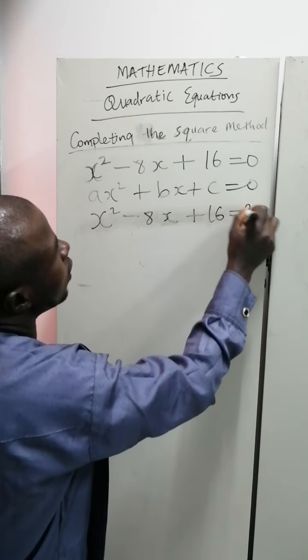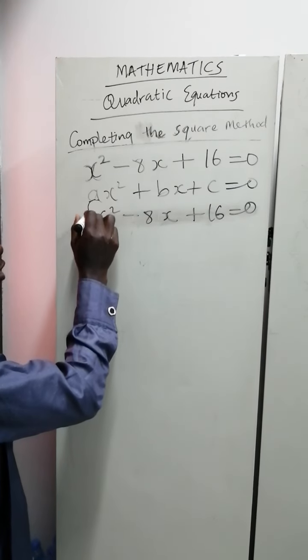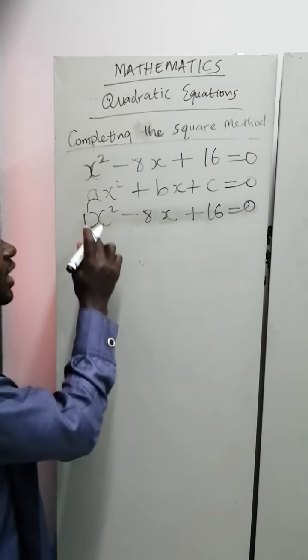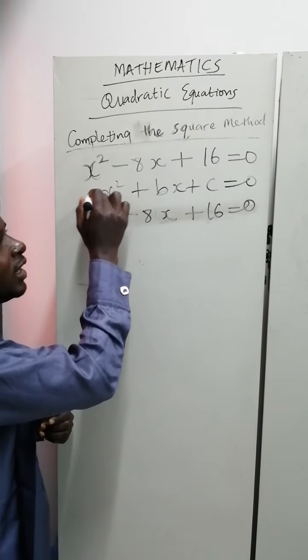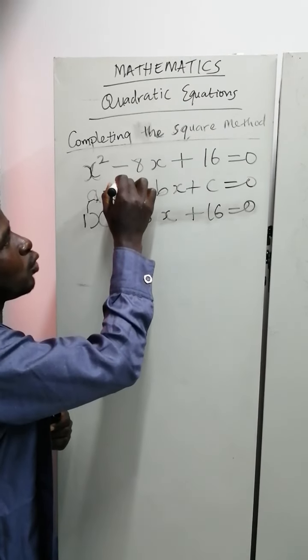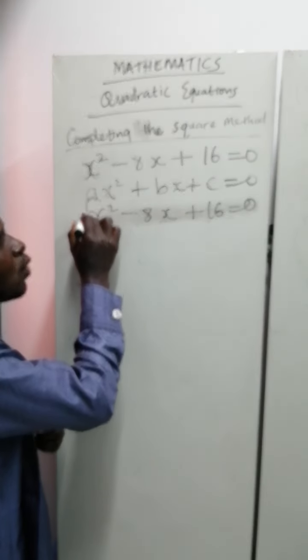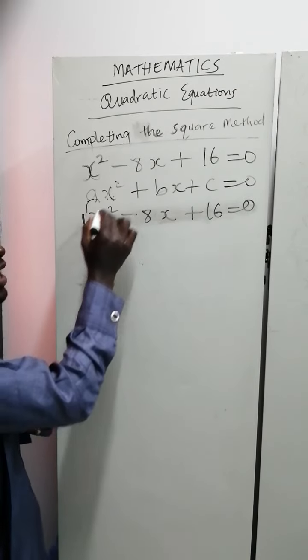So a is 1. The value of a in this question is 1. In mathematics, anytime they write x squared, it means 1x squared. Look at ax squared in the definition of quadratic: you have a before x squared. Here we have an ordinary x squared, which means there is a 1 behind the x squared, so we have 1x squared.